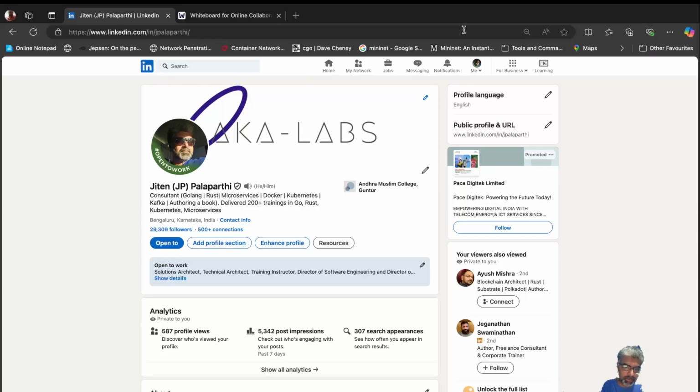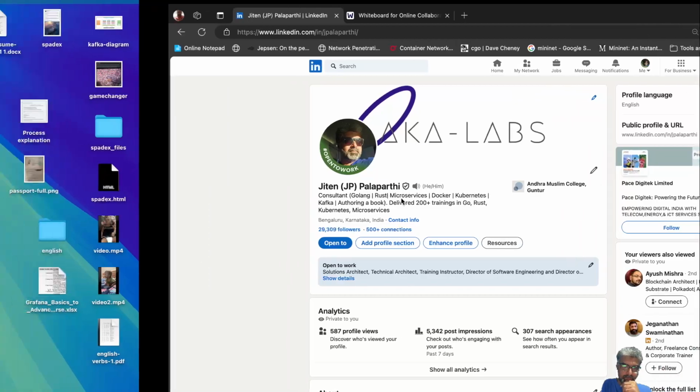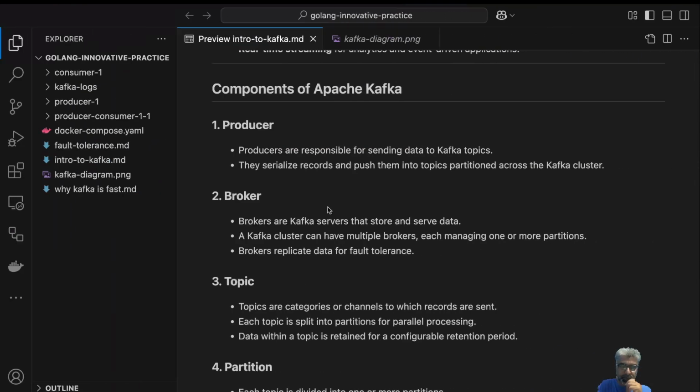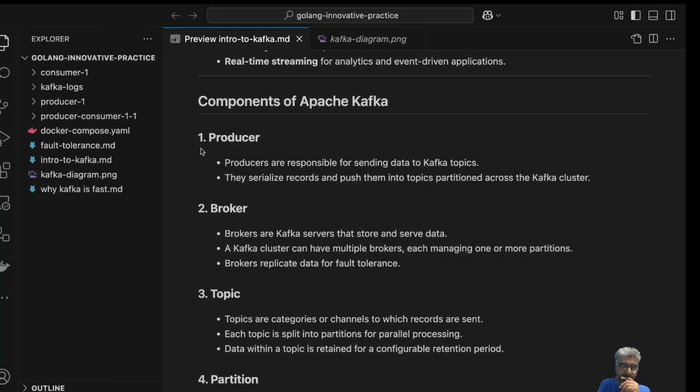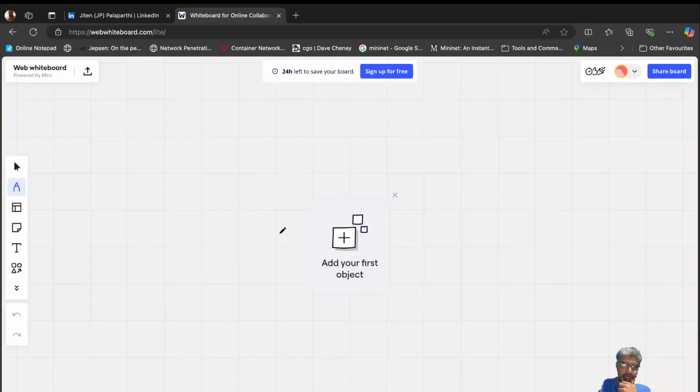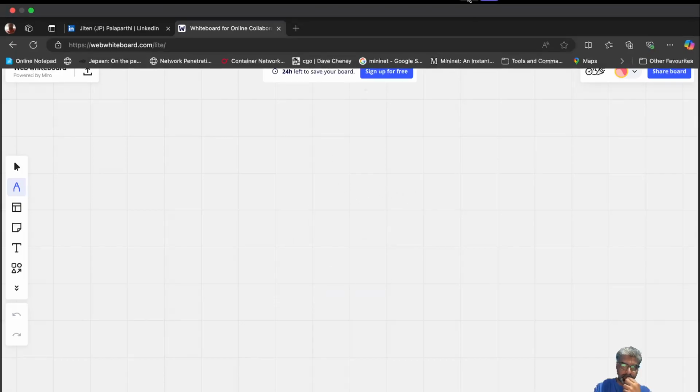Coming to the concept, in the first session I discussed the introduction to Kafka. Here we will discuss the Kafka architecture and the components in Kafka. I also discussed that Kafka is distributed. Generally, Kafka has multiple brokers.